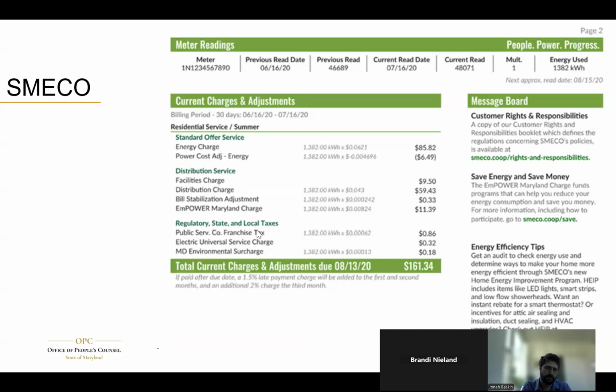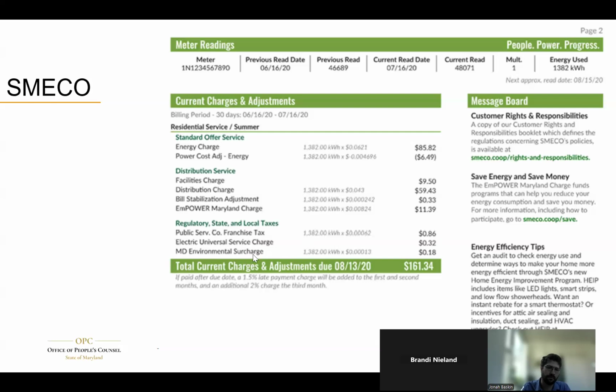And then we come down to taxes. So this is the Public Service Commission franchise tax. So this is just to keep the Public Service Commission running. The electric universal service charge, yep, it was 32 cents. So this is for those low income programs that help folks that are struggling to pay their bills. Everybody kind of puts their 32 cents in the pot every month.